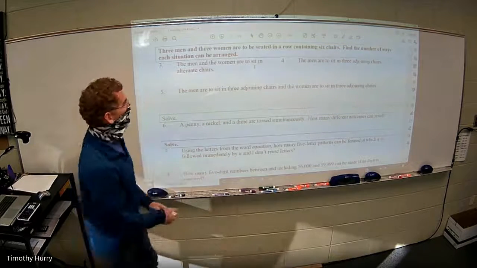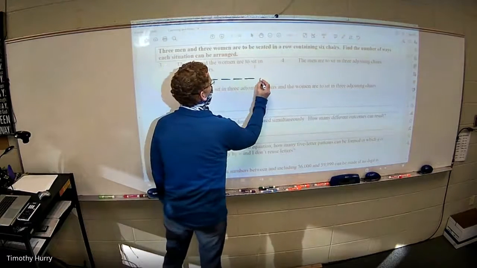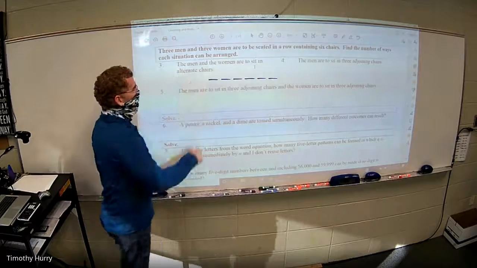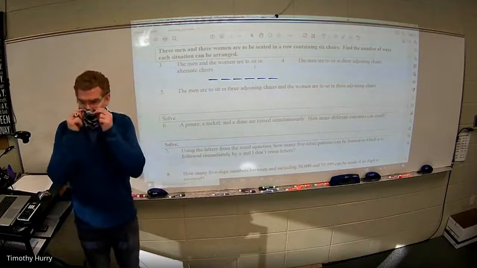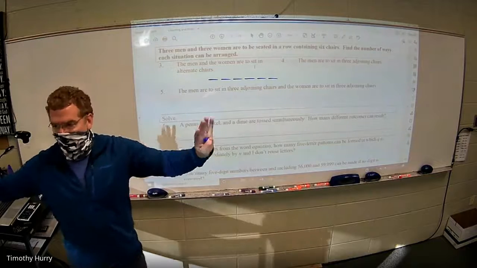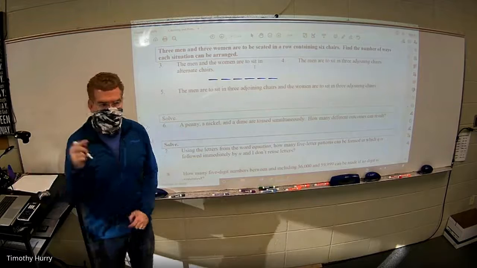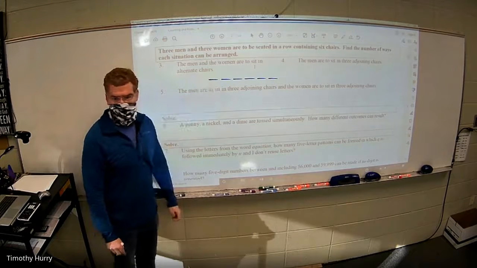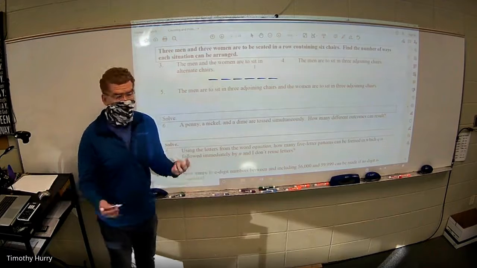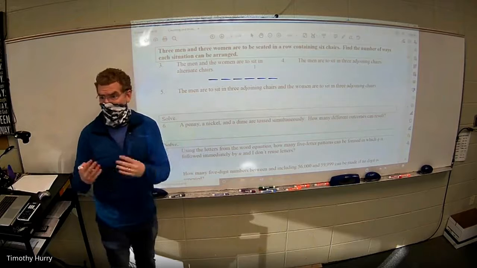So check it out. You got these 6 chairs. Now, what are the conditions right here? The men and the women are to sit in alternate chairs. So one way you could do it is to say, oh, forget permutations, forget all that. I'm just going to use what's common sense. So how many choices do I have to sit right here? I got 6 people, right? It doesn't say that the man has to sit first or the woman has to sit first. It just has to say they alternate.